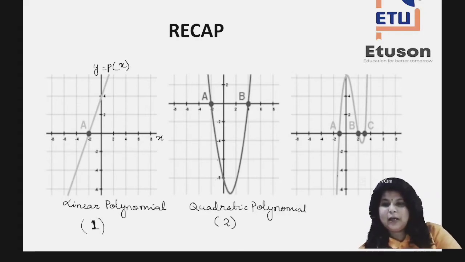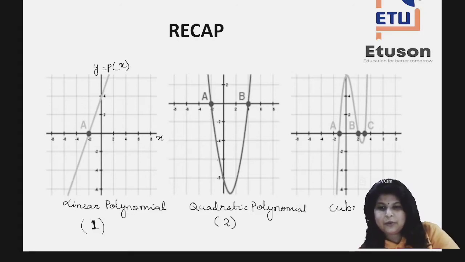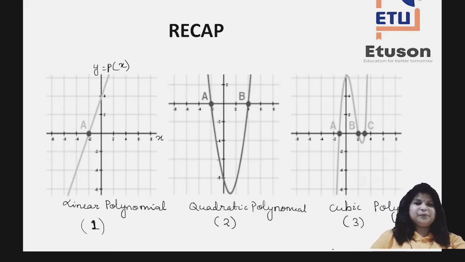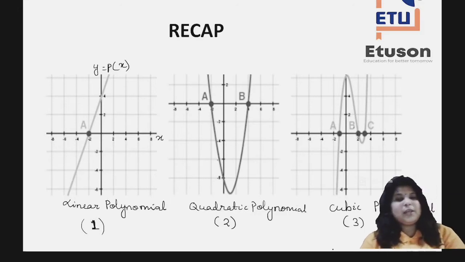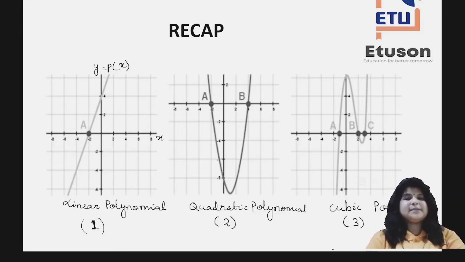Correct, children? Now, this is the condition for a cubic polynomial. As you can see, the value of p(x) is 0 at three different points, that is A, B and C. In this graph, you can observe that there are 3 points on the x-axis where the value of p(x) is equal to 0. So this kind of polynomial has 3 zeros. Correct, children? This is what we studied in the previous class.